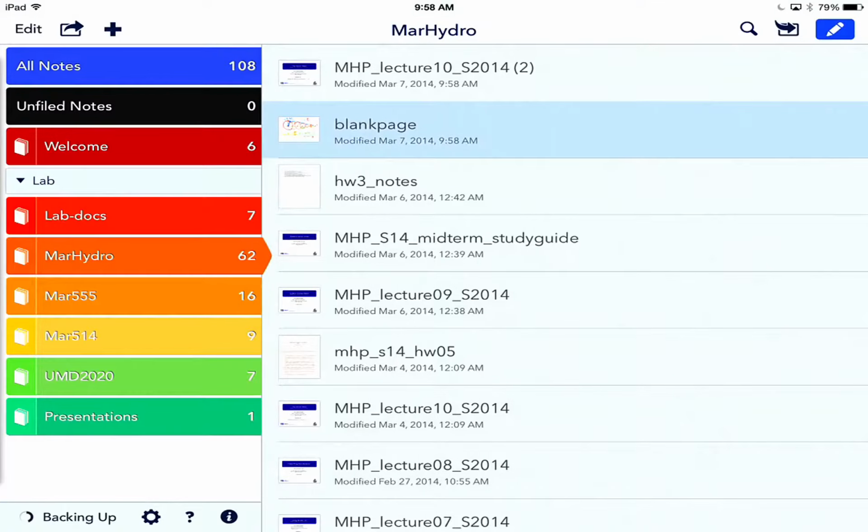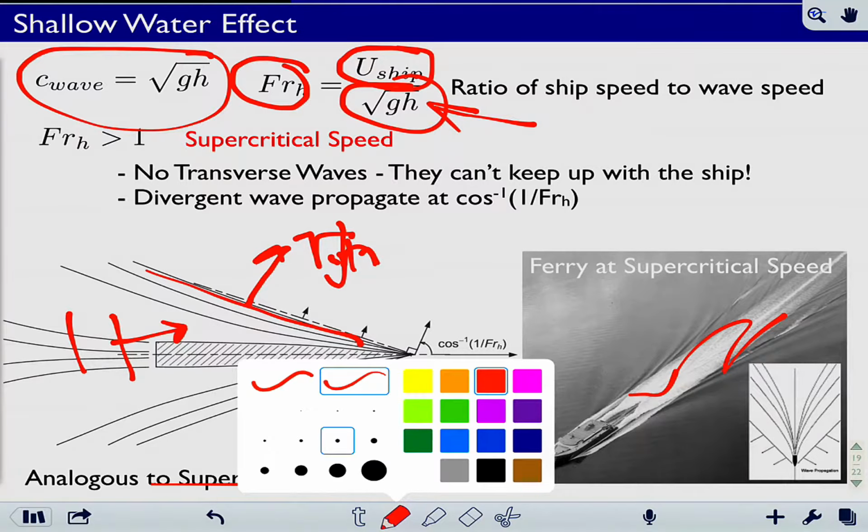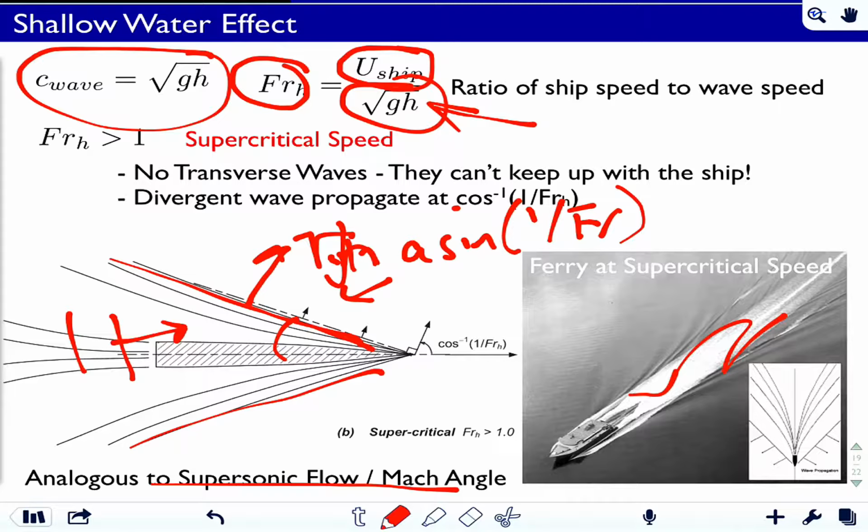Go back to the lecture. This cone angle, which I will try to draw in here, is going to be a sine of 1 over Froude. Do a little trig, you can see those are the same thing. So how far out the waves extend and coalesce depends, that angle there, the half angle here, depends on the inverse Froude number. A higher Froude number, and this is an h-based Froude number. It's ship speed relative to root gh.